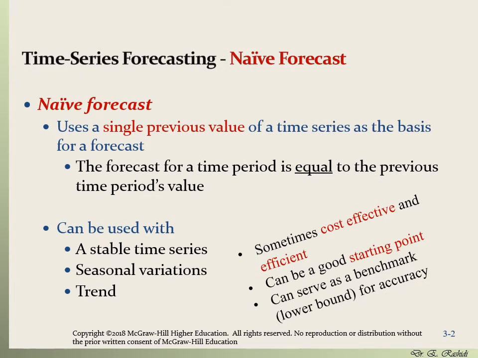So the naive forecasting method is a simple method that uses the single previous value of the time series as the basis for the forecast for the next period. This method can be used for a stable time series. That's a time series that doesn't have trend or seasonality. Or it can actually be used for a time series that has trends and seasonalities as well. So it's pretty flexible when and where you can use it.